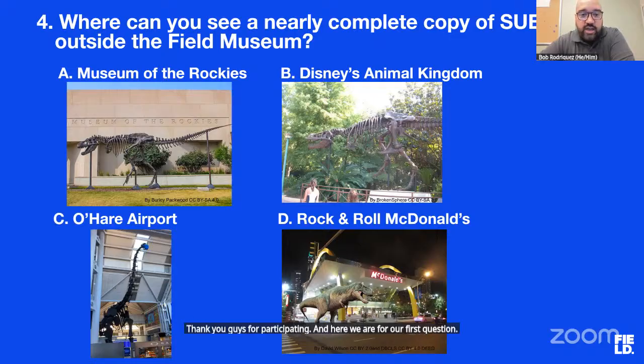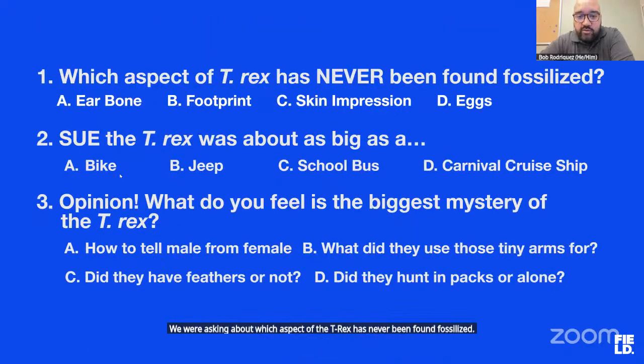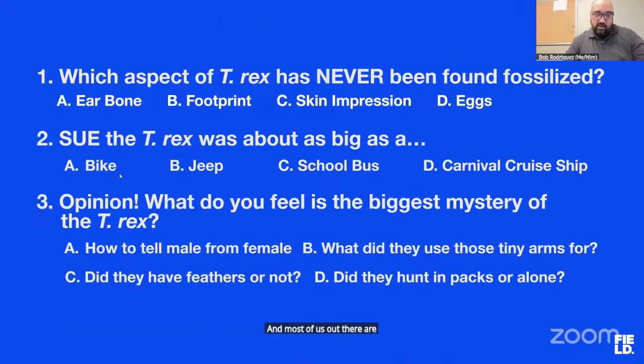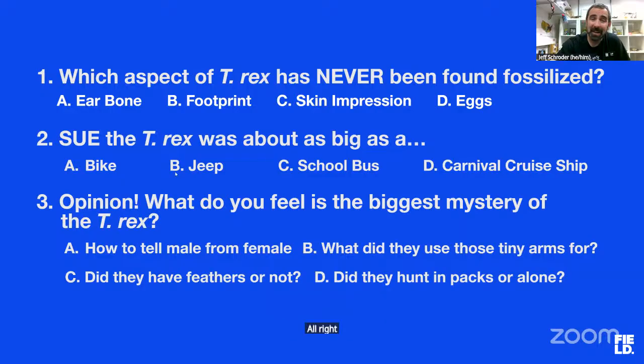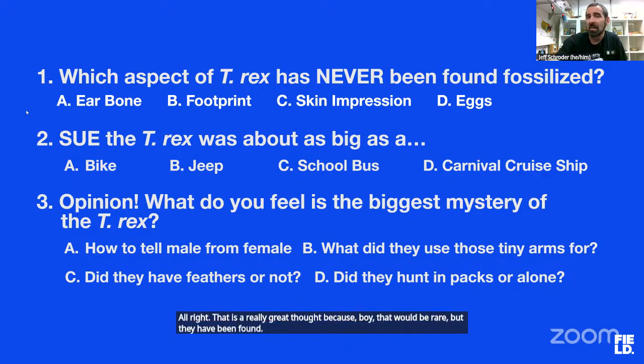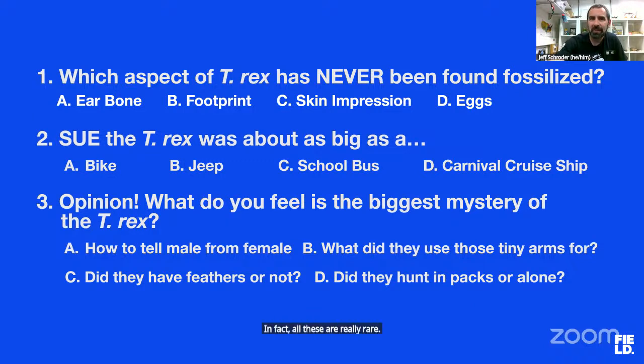We were asking about which aspect of the T-Rex has never been found fossilized. And most of us out there are saying that it is C, the skin impression. All right. That is a really great thought because, boy, that would be rare, but they have been found. In fact, all these are really rare, but the only one never found are T-Rex eggs. The eggs have never been found, so we don't have a real good idea of how many eggs they laid or how big the eggs were or what the little babies were like when they were first born. So if you said D, eggs, you got it.